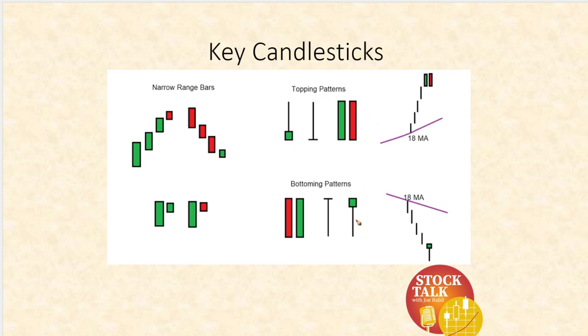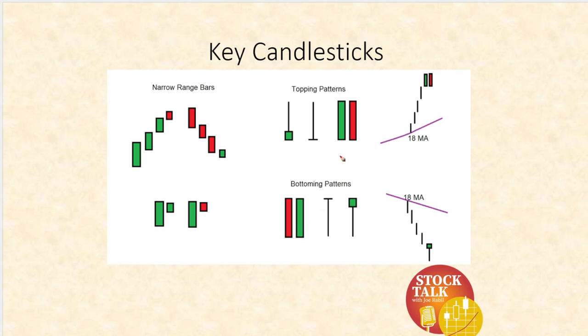And then we have the same thing on the bottom. So it's the same idea. It's just the reverse, where buyers are taking advantage of a decline and taking over and showing some strength by the close. And in this situation, it takes 2 days for that to happen.